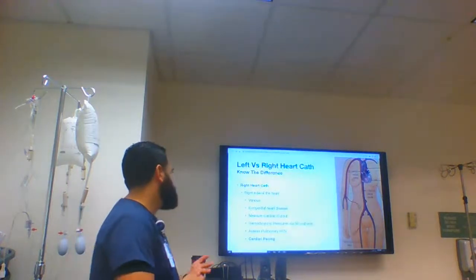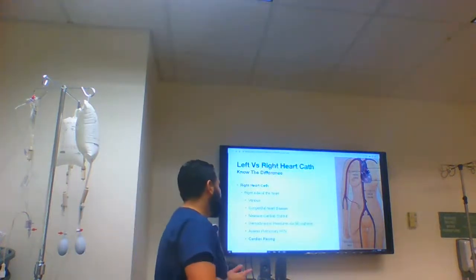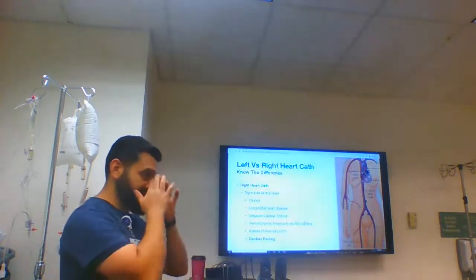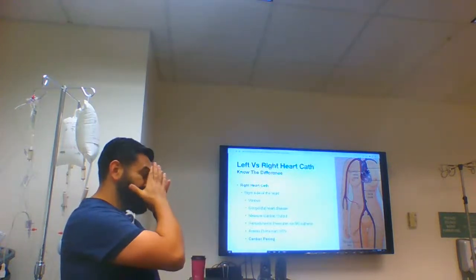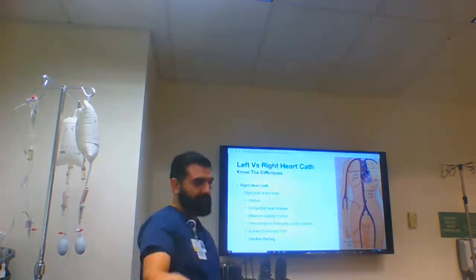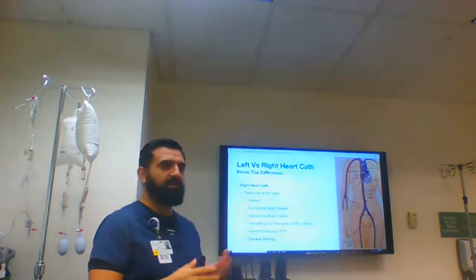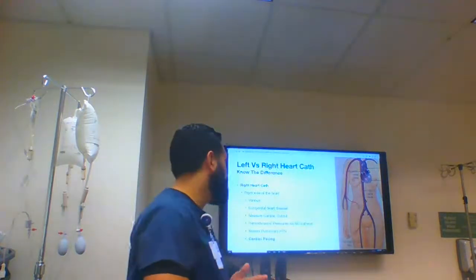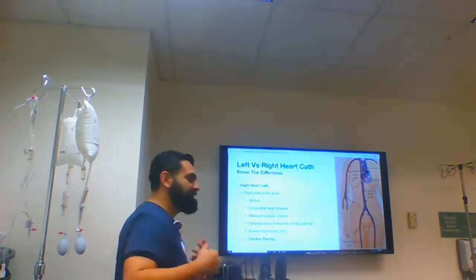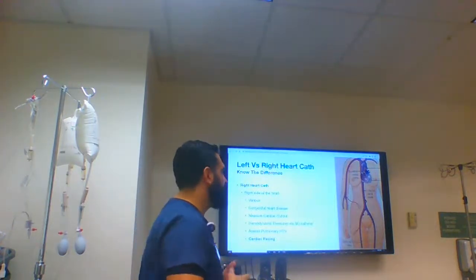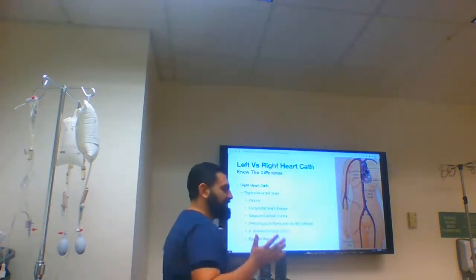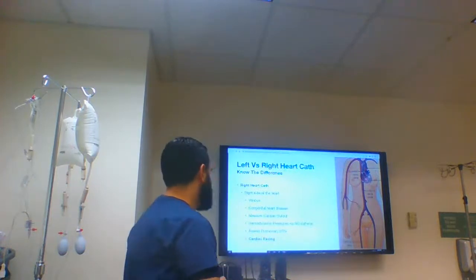So we use this to diagnose congenital heart disease. Typically in the adult ICU setting, when a patient is older than 18, they're more than likely already going to have this diagnosed. But if they develop a shunt or anything like that, this is an indication as to why we can do the right heart cath.